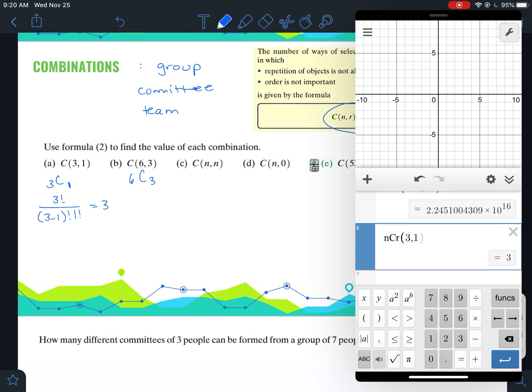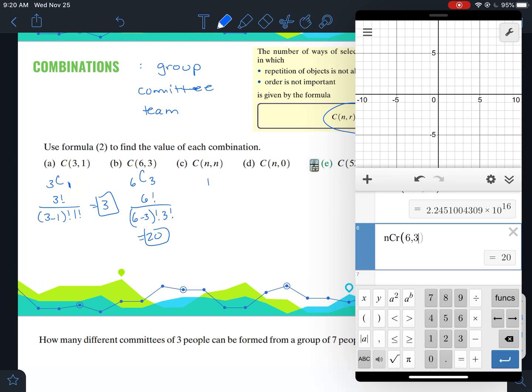So how many different ways from 6 people could you choose a group of 3? So this one would be 6 factorial over 6 minus 3 factorial, 3 factorial. Or if we did this, 6 choose 3. And there's 20 different ways of doing that.